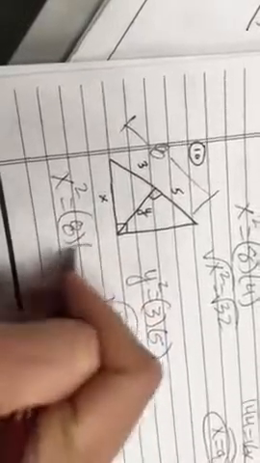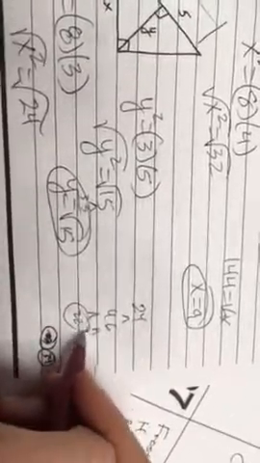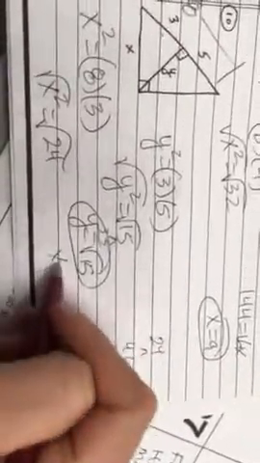X is a leg. Leg squared is the whole hypotenuse times the part of the hypotenuse it touches, 3. X squared is 24. Take the square root of 24. What goes into 24? 24 is 4 and 6. 4 is 2 and 2. 6 is 2 and 3. X is 2 root 6.